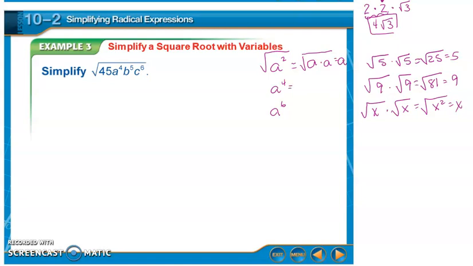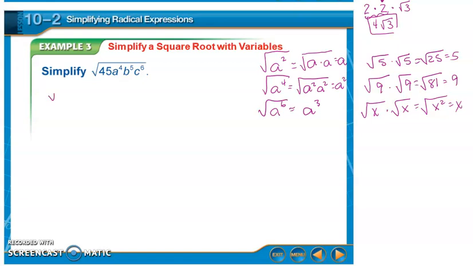So the square root of a to the 4th is the square root of a squared times a squared, which equals a squared. The square root of a to the 6th is going to be a to the 3rd. So the square root of any of these with exponents, as long as it's an even exponent, is just going to take the exponent and divide by 2. So let's look at this one.